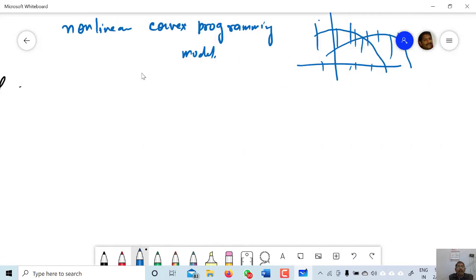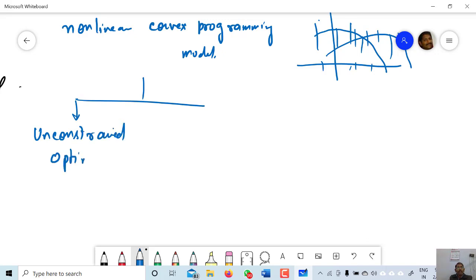This kind of problem can be divided into two parts. One is unconstrained optimization, and the second one is constrained optimization.